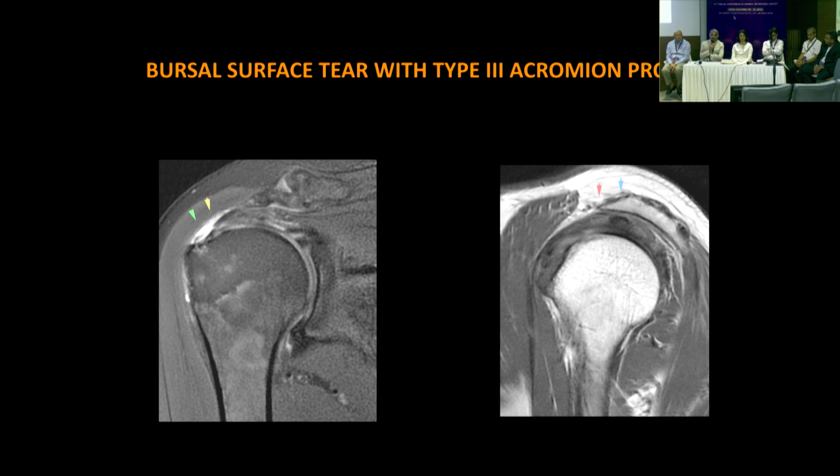AC joint tests are important because we need to differentiate whether the pain is purely coming from the impingement in the subacromial space or in the front of the shoulder also. Like you see here, he says that the pain is pointing more towards the supraspinatus point.